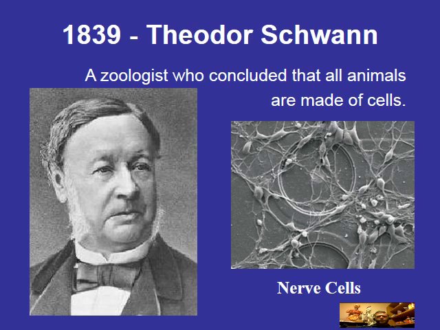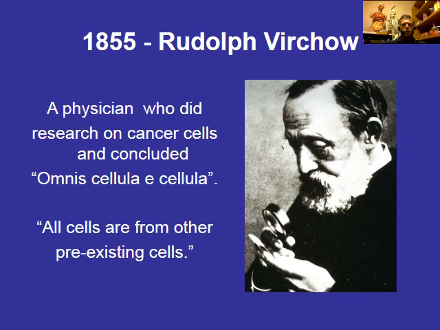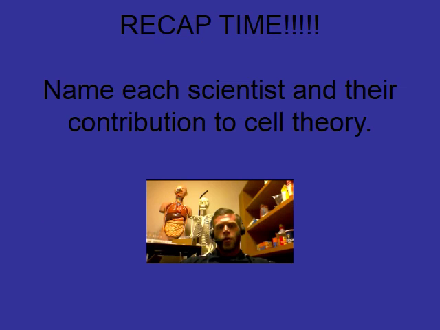Just 1 year after Matthias Schleiden figured out that plants are made of cells, Theodor Schwann, Theodor, great name, my middle name, solid name, a zoologist, concluded all animals are then made of cells. And there's a picture of nerve cells, which are some of the largest cells in your body because they have to send messages really quickly to your brain. So about 20 years after that, Rudolf Virchow figured out that all cells have to come from a cell that was already there before. He also did research on cancer cells, which helped him make this conclusion.